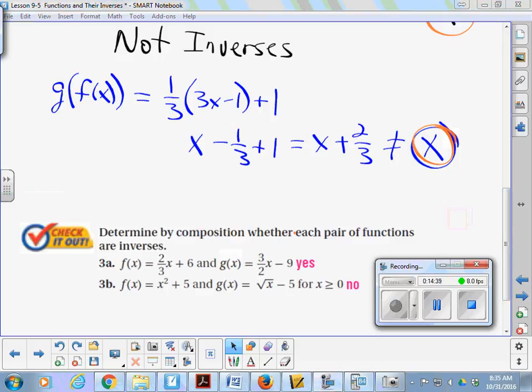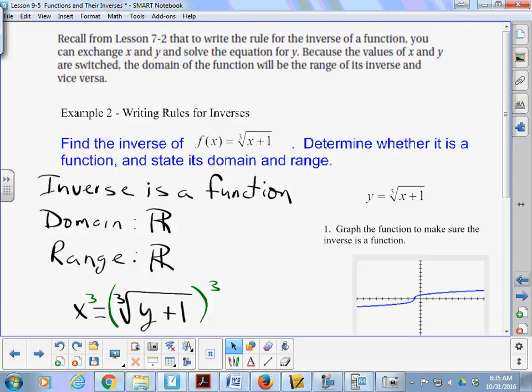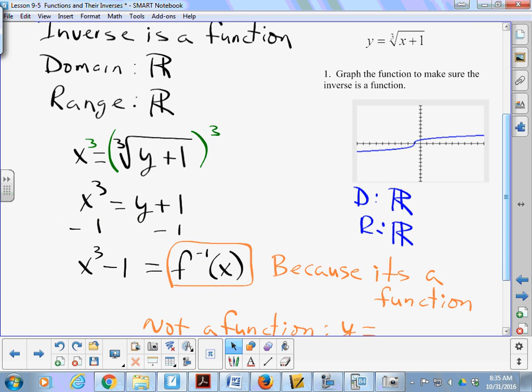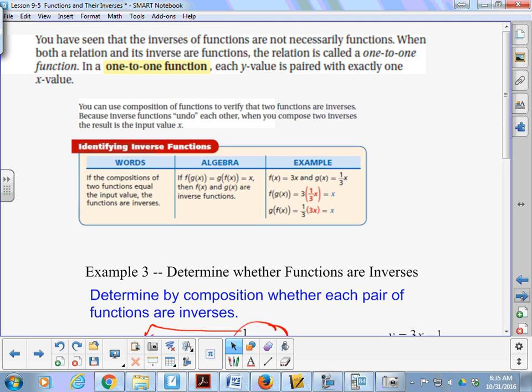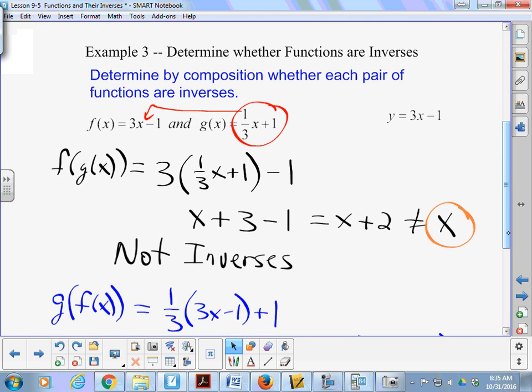So, 3 simple things. Horizontal line test to check whether the inverse is a function or not. Finding inverses just by switching x and y. Just remember that if it is a function, we write f inverse of x. If it's not a function, then we're going to leave it as y equals. And using composition to tell whether two functions are inverses or not. Okay? And that's it for today.